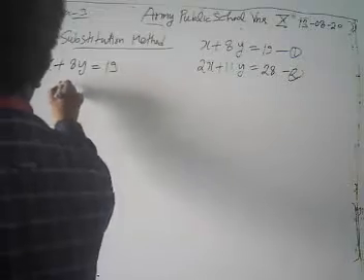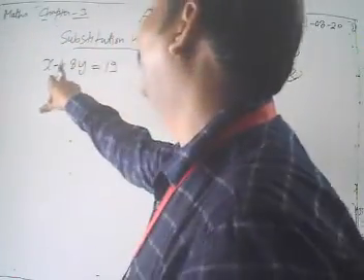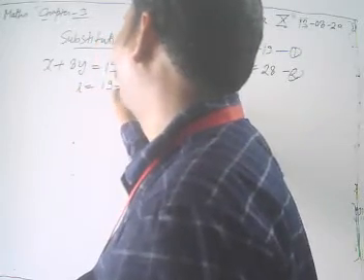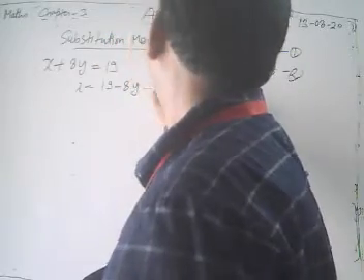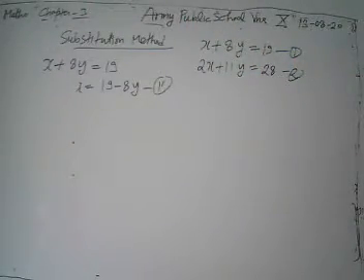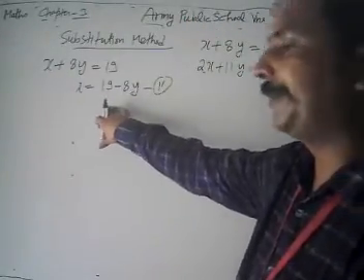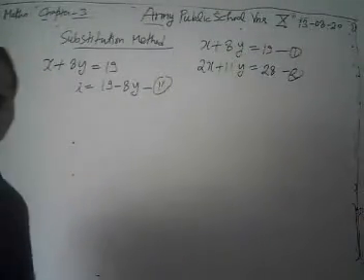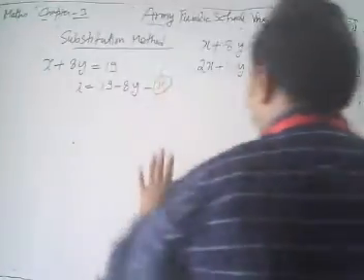From here, we are going to express x in terms of y. Then we get x equal to 19 minus 8y. Take it as 1 prime. What is our first step? In the first step, we are going to represent any variable in terms of the other variable. This is our step number 1.